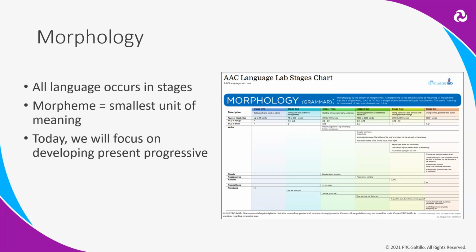So if you're not familiar, morphology is the study of morphemes, and a morpheme is the smallest unit of meaning, such as that ing on the end of a verb. So if we say jumping, that would be 2 morphemes, so jump and ing.